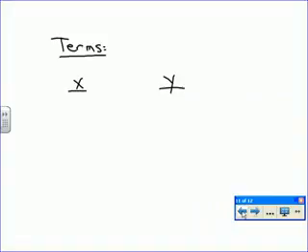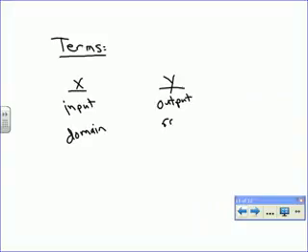So just as a quick review, that's the last part. What are some different terms that we use for x? You could also call it the input, the domain. Y is also the output or the range. Good job.